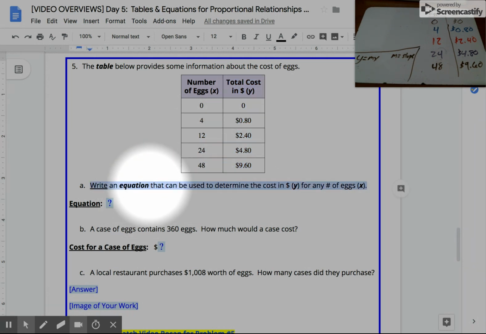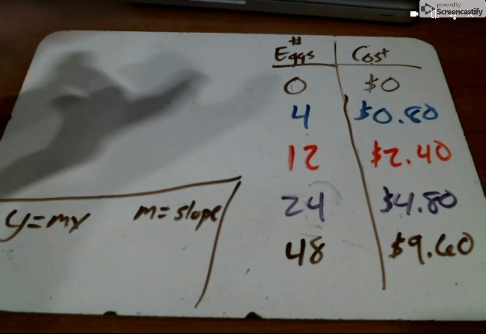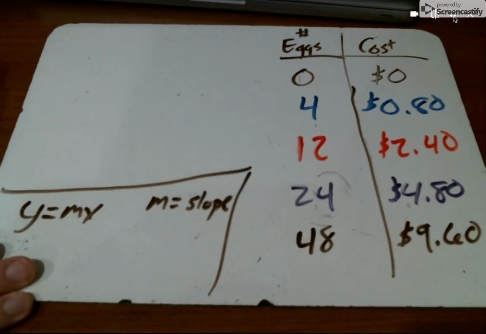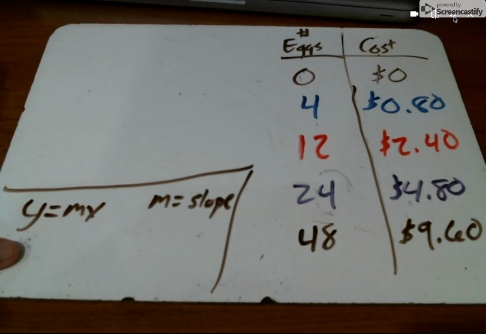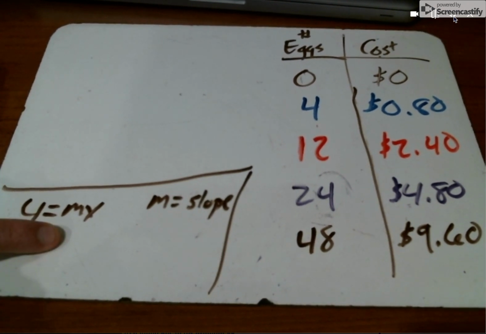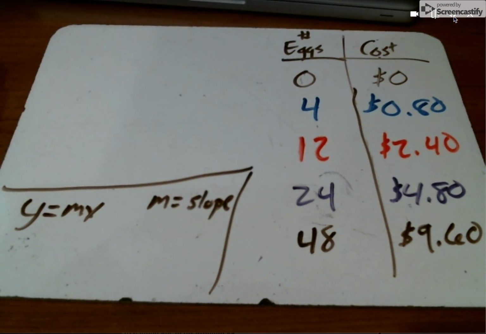Part A asks us to write an equation that could be used to determine the cost in dollars for any number of eggs, and we're going to use the data in the table to help us figure out what that equation might be. The table was copied onto the whiteboard here. We see the data. And I'd also point out at this point we should be familiar with y equals kx, or now what we're starting to call y equals mx, where we can write equations for proportional relationships, and we'll talk about why this table is a proportional relationship.